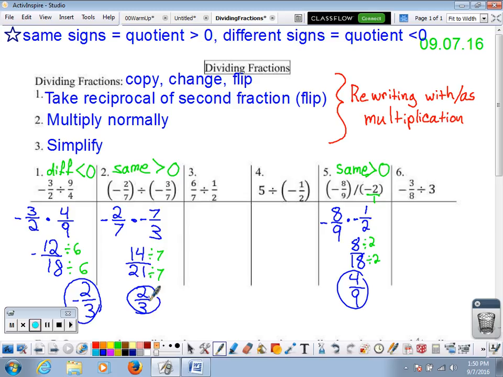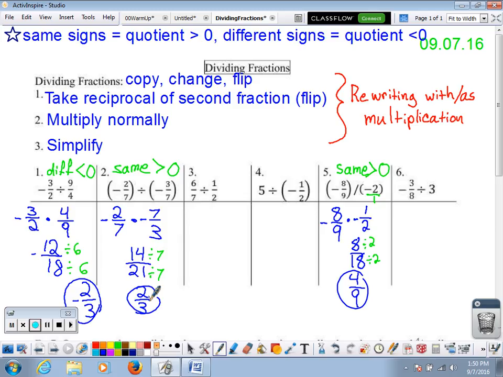Hey, same thing I had on number 1, right? No. Number 1 is -2/3. Number 2 is +2/3. You've got to keep an eye on those signs.